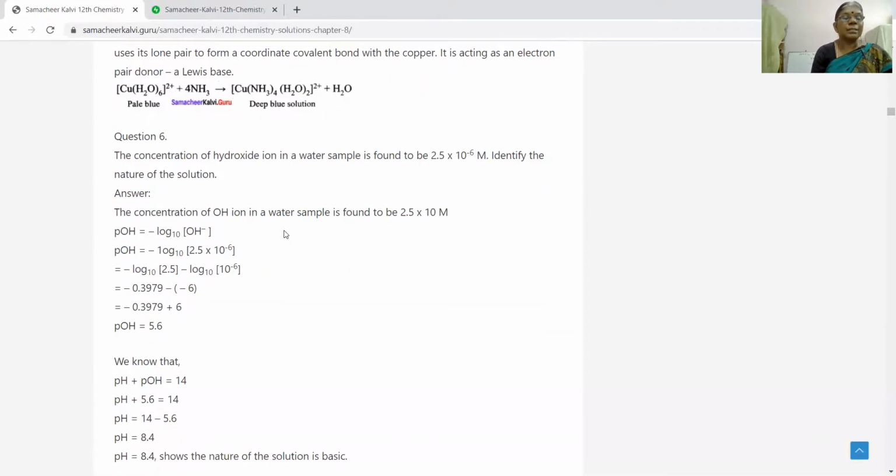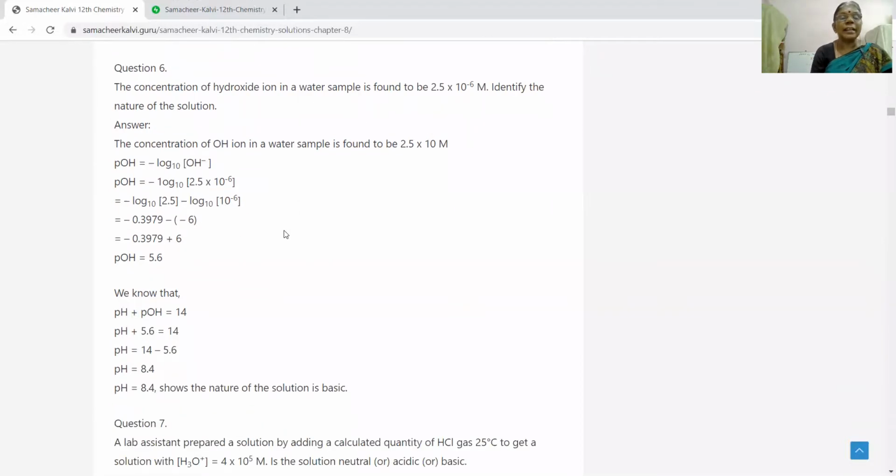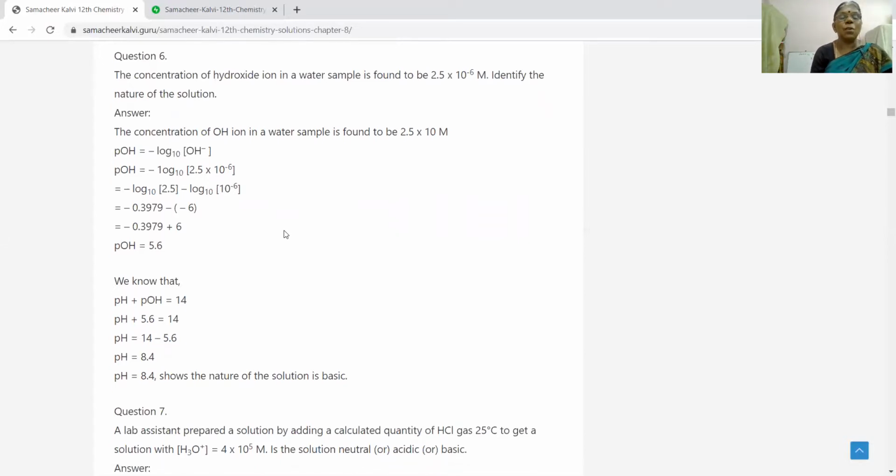Next is question number 6. The concentration of hydrogen ion in a water sample is found to be 2.5 into 10 power minus 6 moles. Identify the nature of the solution. This is from the pH problem. The concentration of OH minus ion in the water sample is found to be 2.5 into 10 power minus 6 moles.